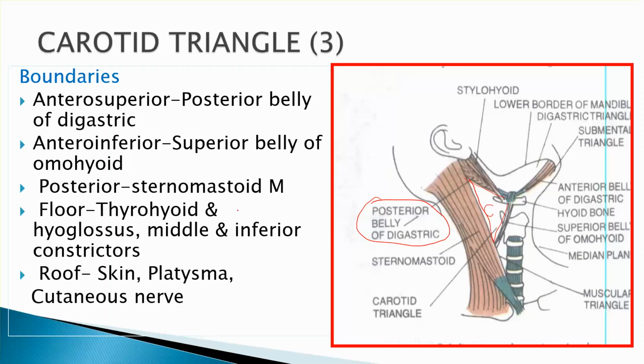The floor is by thyrohyoid and hyoglossus, middle and inferior constrictors. We cannot see it in this diagram. And the roof is by skin, platysma muscle and cutaneous nerves. So that is the carotid triangle. So we have the posterior belly of digastric, the sternomastoid posteriorly, and the superior belly of omohyoid muscle. All this forms the carotid triangle.